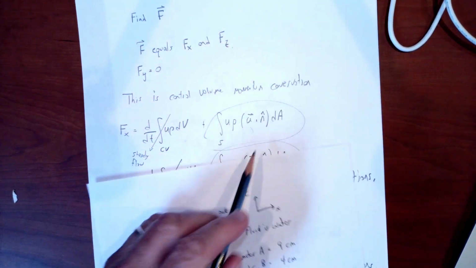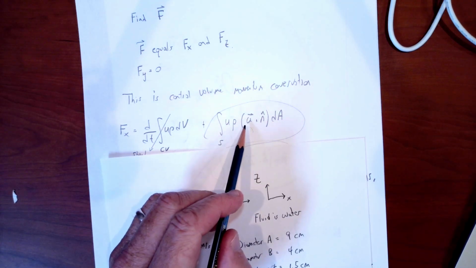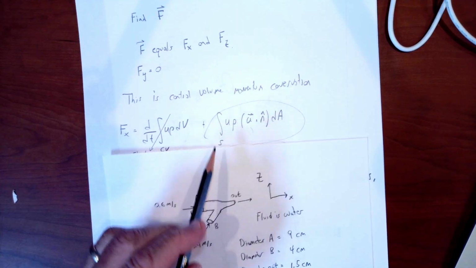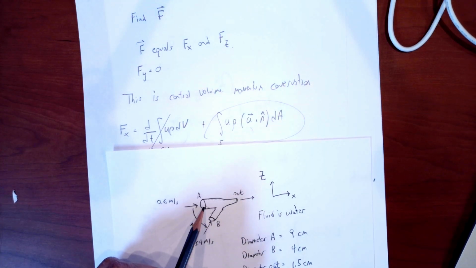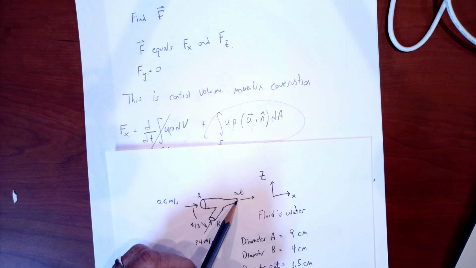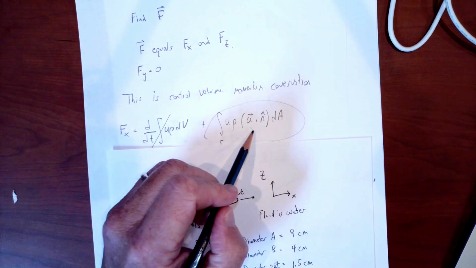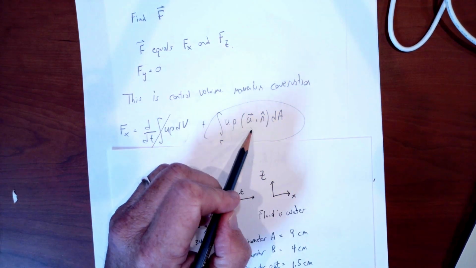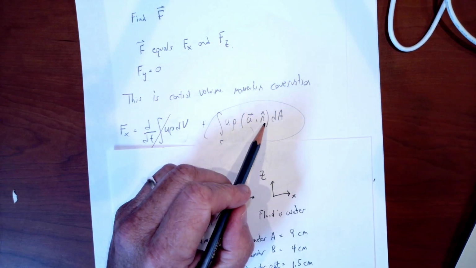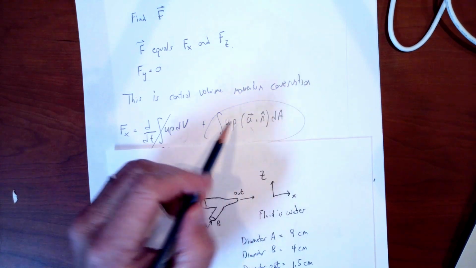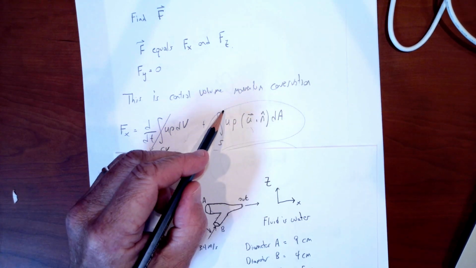So these terms are only going to be non-zero where there's either fluid entering or leaving the system. So that's what we're concerned about: surface A, surface B, and the outlet surface. Those three surfaces have fluid entering and leaving. So this term will be non-zero on those surfaces because the u is not 0 as it goes, and you're supposed to be integrating all around the surface.